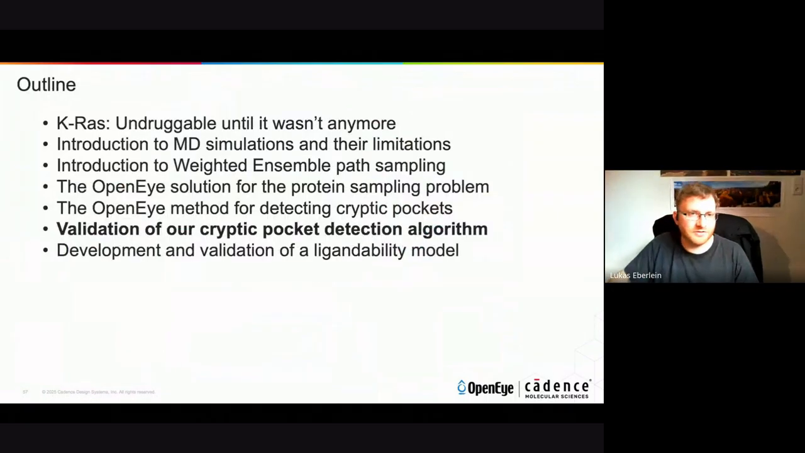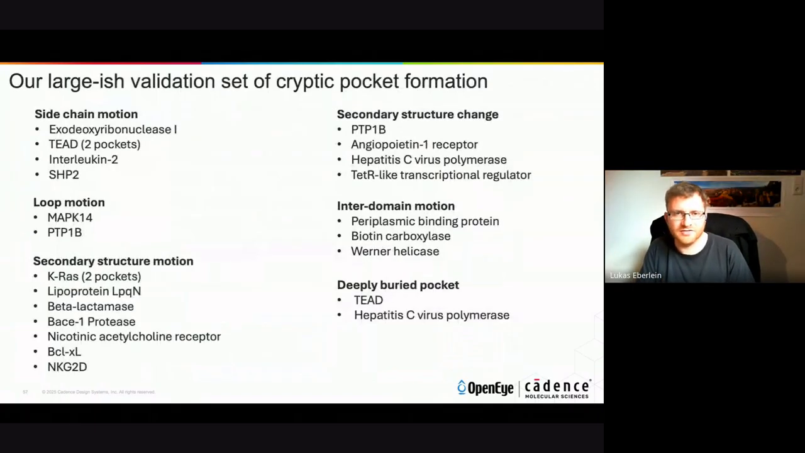So we think the results of this KRAS case study are great, but of course we wanted to do some larger scale testing and not rely on KRAS alone. So we prepared this validation data set that includes lots of different types of proteins with different types of pockets, covering the motions mentioned at the beginning of the talk. Pockets that open up by sidechain motions, loop motions, secondary structure changes, interdomain motions, and even some deeply buried pockets.